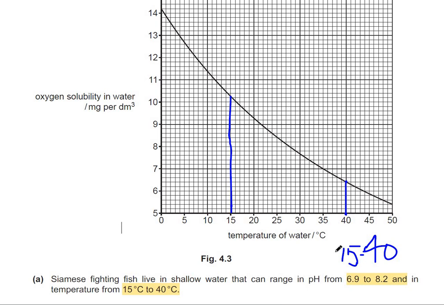In the same way, if we look at the graph of temperature, the temperature range given in the question was that the fish are able to survive between 15 degrees Celsius and 40 degrees Celsius. So 15 degrees Celsius to 40 degrees Celsius is the range in which the fish can survive, not more than this and not less than this.